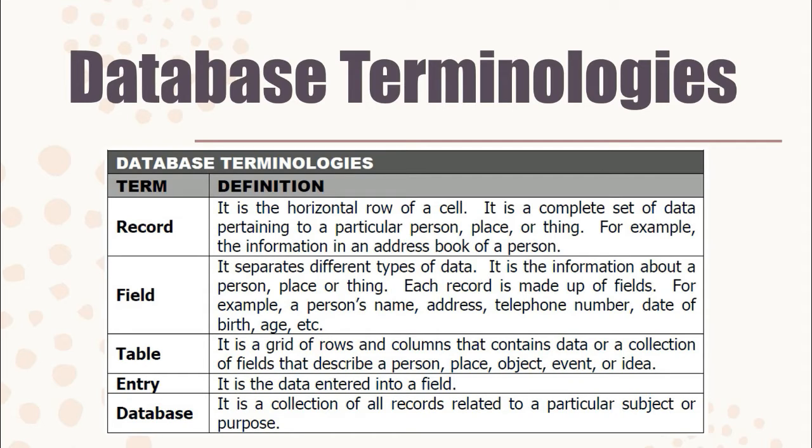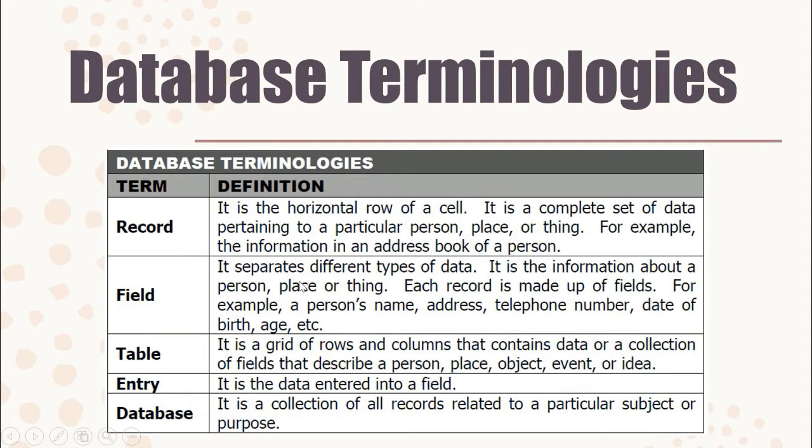The next one is field. It separates different types of data. It is the information about a person, place, or thing. Each record is made up of fields. For example, a person's name, address, telephone number, date of birth, age, etc. Ibig sabihin, sabi kanina, kung yung record natin siya yung ating rows, ang field naman, siya naman yung ating column. Okay, so ibig sabihin, nakalagay dun is name column, address column, telephone number column, birthday, age column. Ibig sabihin, siya yung ating columns, yung field. At yung record natin, siya yung ating mga rows.